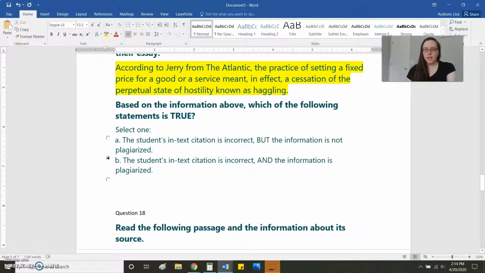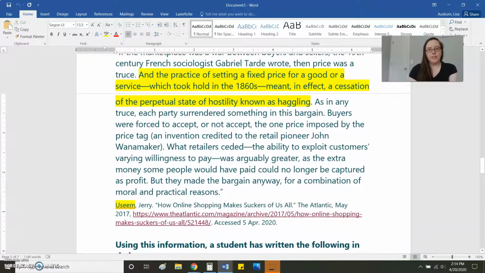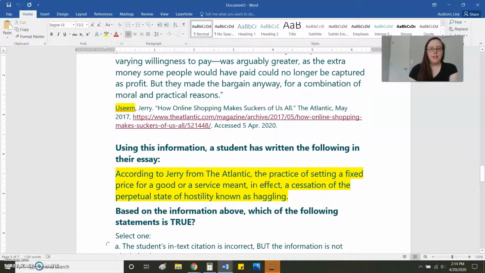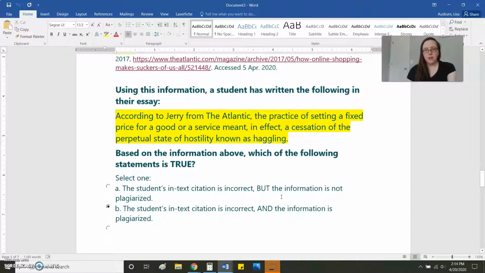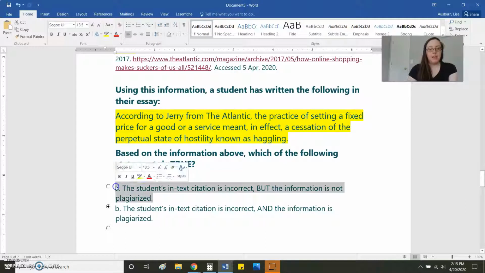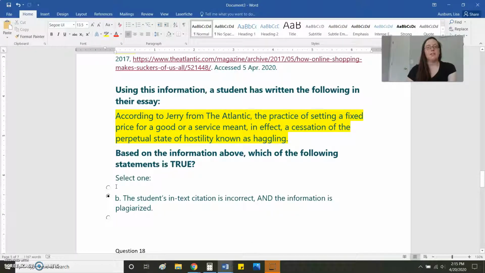Okay, so now we have to decide, is the text plagiarized or is it fine? Has it been paraphrased? We've already read this enough times to know that we've got the same phrase, in effect a cessation of the perpetual state of hostility known as haggling. It's word for word from the author. There are no quotation marks around it. So yes, this is another example of, while credit is being given, it's still clear and distinct plagiarism. So that means the student's in-text citation is incorrect, right? And the information is plagiarized, which means in my list here, B is the correct answer.